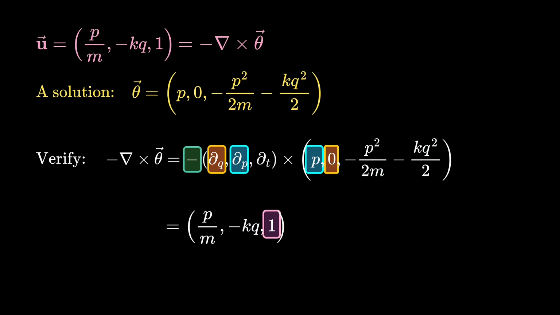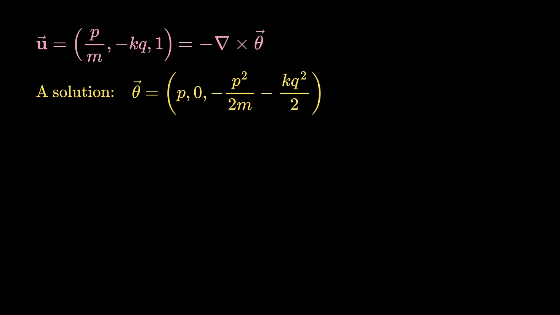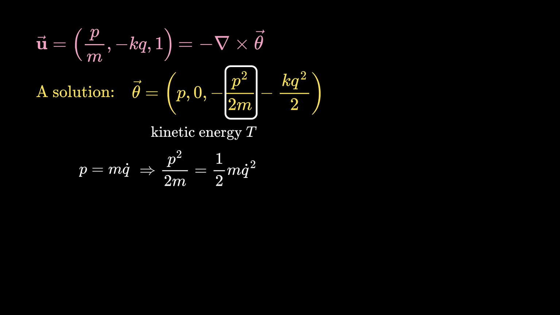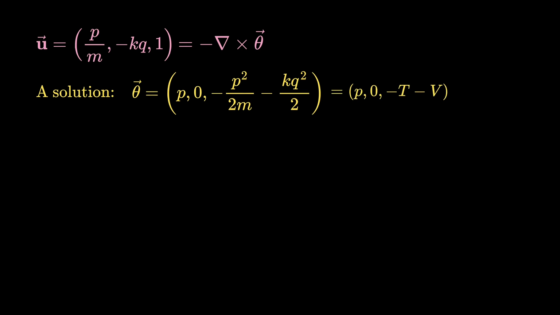One thing to note about this vector potential is that the first term of this component is the kinetic energy. This is because the momentum is m times q dot, and so this p squared over 2m is half m velocity squared, which is the kinetic energy. The other term, half k q squared, is the potential energy stored in the spring. Therefore, the vector potential for the mass spring system is p dq minus (T minus V) dt.